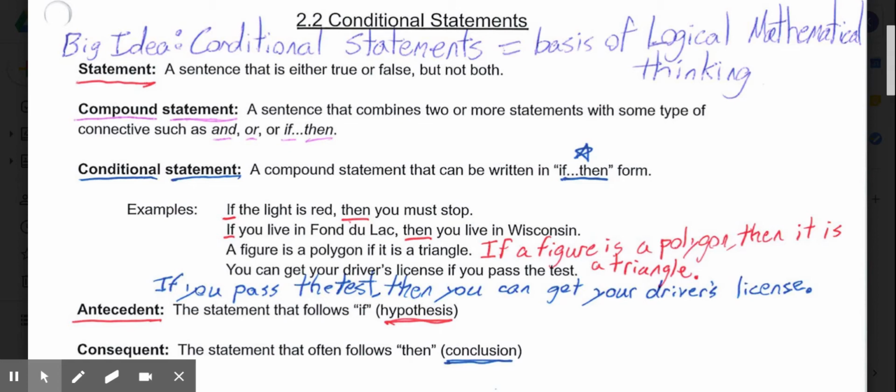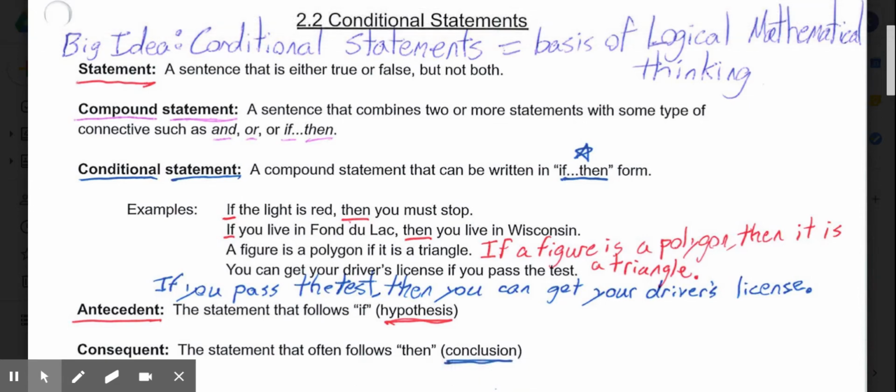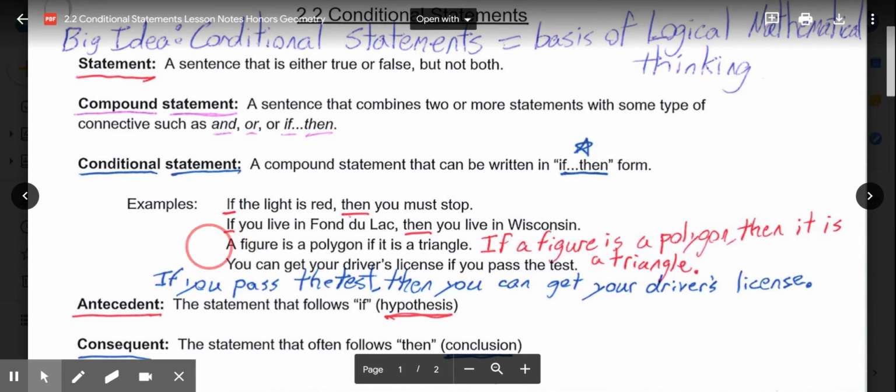Examples of conditional statements: If the light is red, then you must stop. If you live in Fond du Lac, then you live in Wisconsin. A figure is a polygon if it is a triangle. Right away, you're wondering, where's the word then? It's not in that sentence.